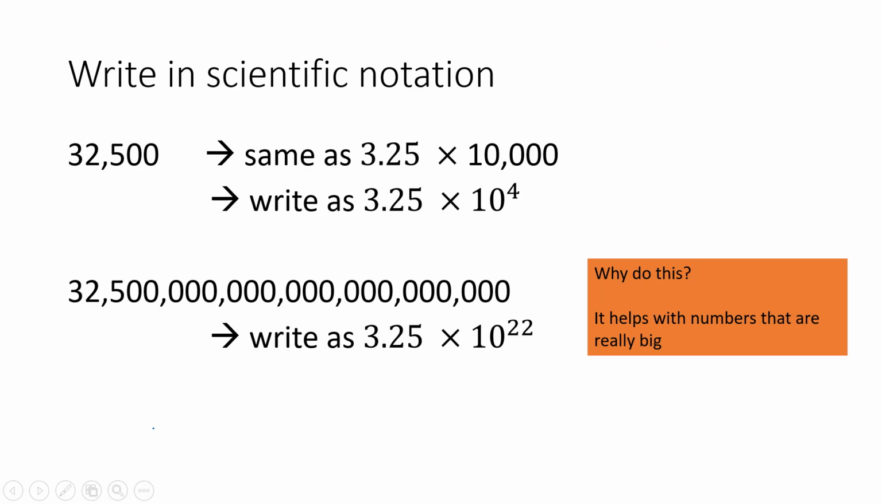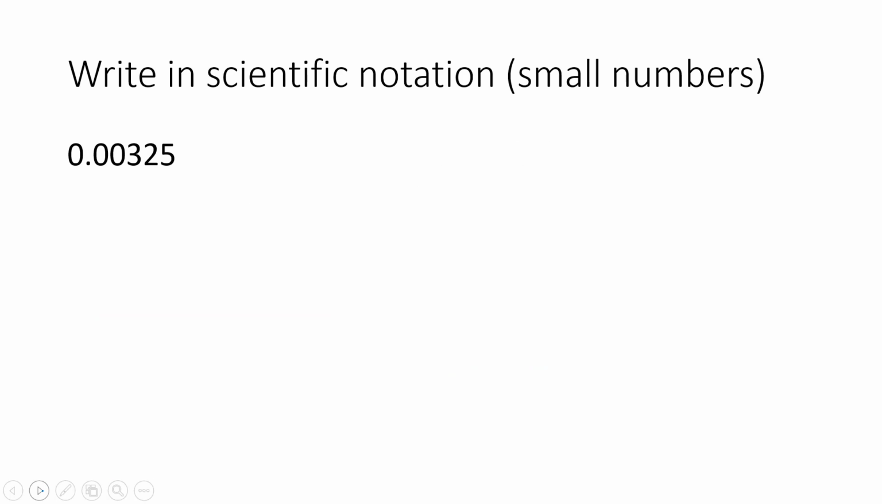So you might think, why would we care? Why would we write it that way? And the reason is, if numbers get really, really big, like this number here, we don't want to have to write that all out, especially if we're writing a book. So we write it this way. It also can help with the way that significant digits work, but one of the reasons is it just helps with writing out really big numbers.